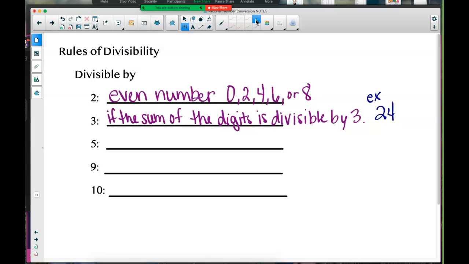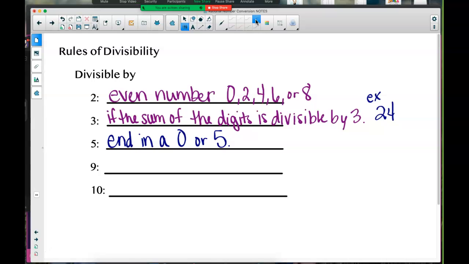Okay, how do you know if a number is divisible by 5? What are we looking for if we know that we can divide it by 5? If it ends in a 0 or a 5. If it ends in a 0 or a 5, we know we can divide by 5.